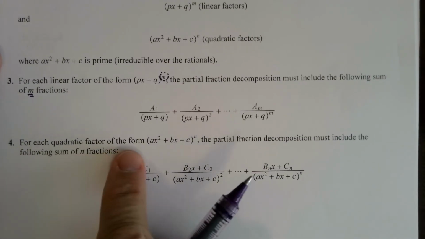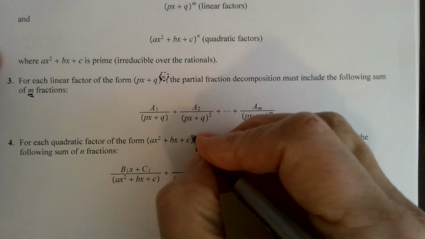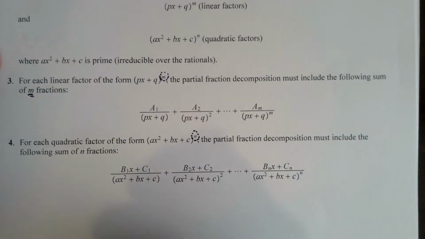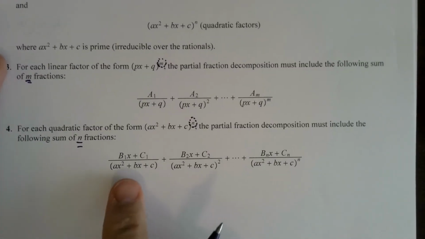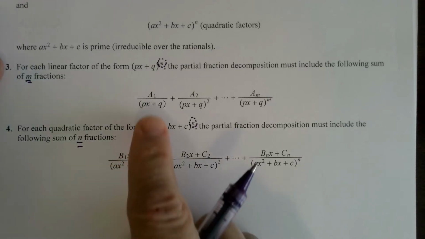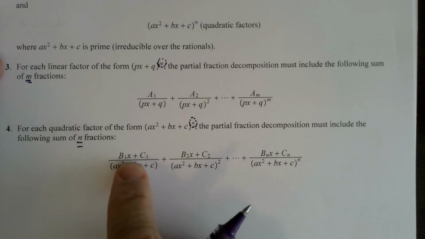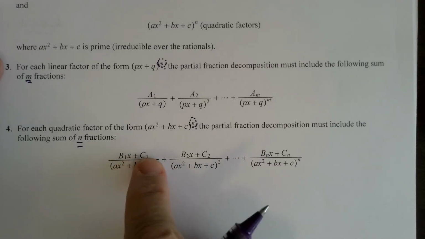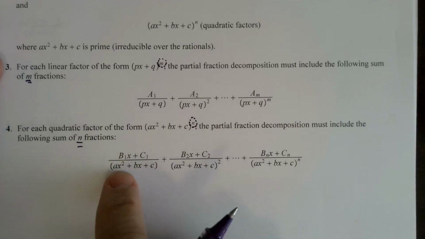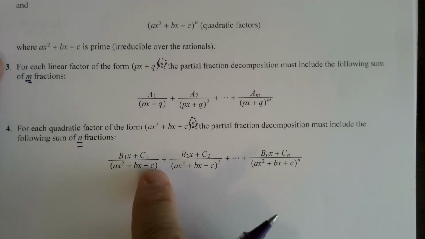For each quadratic factor, again, look at the power n of that. We will have that number of fractions or less. And notice the difference there is for each one, the numerator is not just a real number like a, but it's a linear function, b1x plus c1. So we have b1 and c1 as the things we have to find. So I can have like 2x plus 1 over some x squared plus 1, some irreducible or prime quadratic factor.